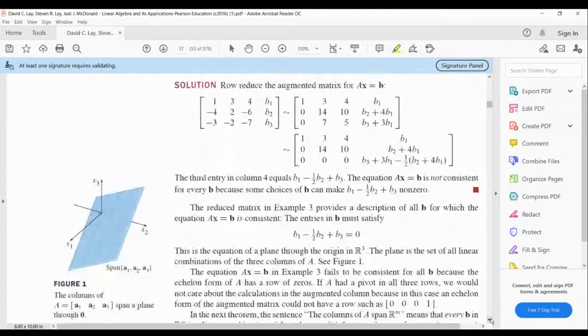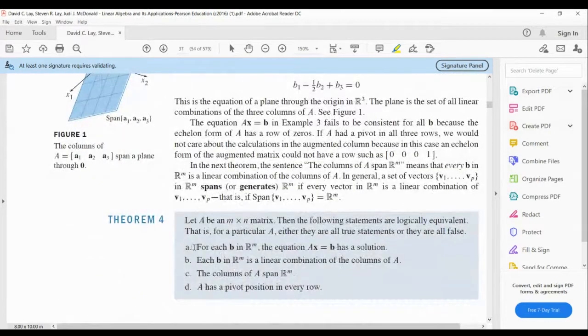Well, there's another theorem here that draws a connection between everything you've learned so far. If AX equals B, if that matrix equation has a solution, that means that the vector B is a linear combination of the columns of A. Further, the columns of A span the m-dimensional space Rm, and also A would have to have a pivot position in every row. These are all logically equivalent. And that's why I like you working out the exercises by hand, taking your time and making these connections.